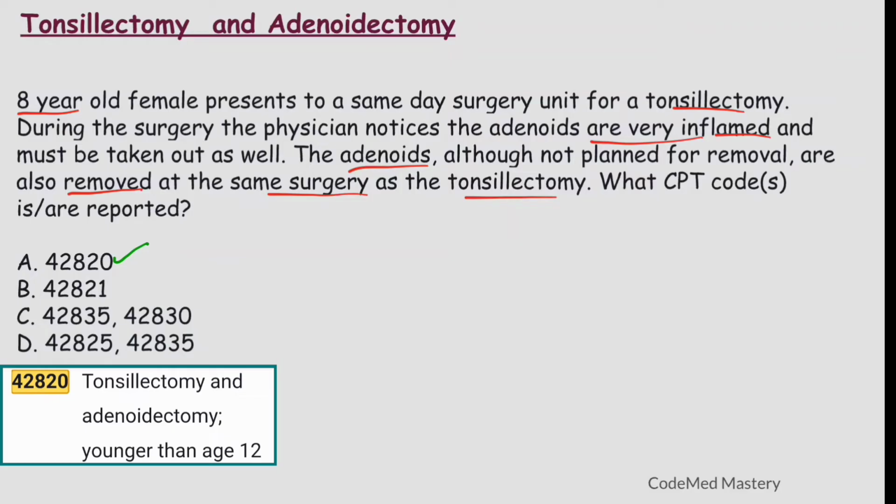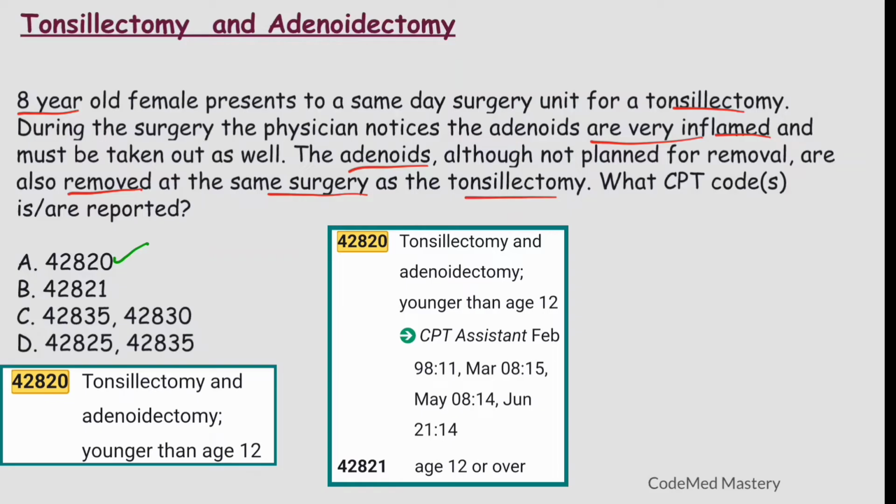Let us check other options also. Check option B, 42821, that is for tonsillectomy and adenoidectomy age 12 or older.